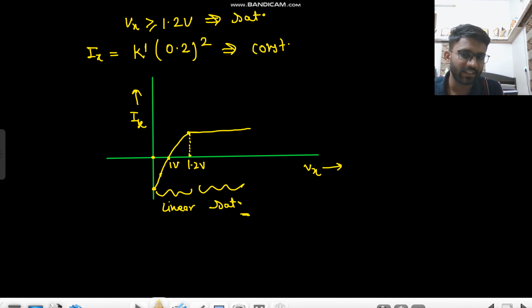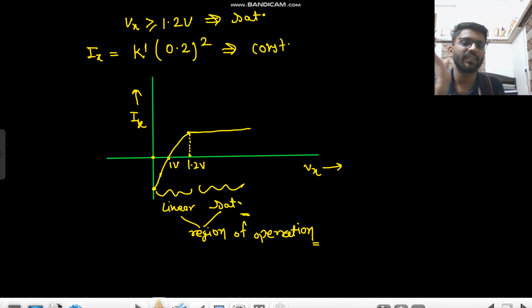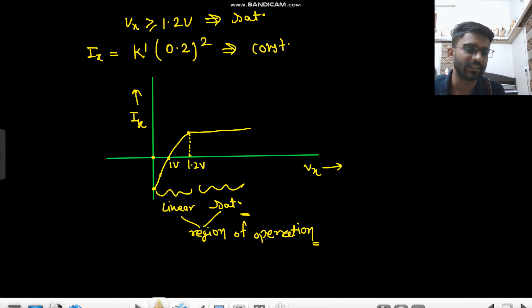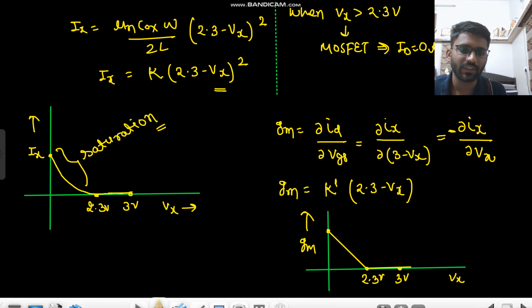The region of operation is linear. This shows the region of operation. So here the region of operation is linear and saturation, but the curve is not linear. So just taking the linearized form of this one, we get the Gm. Just taking the linearized form, we are getting Gm.